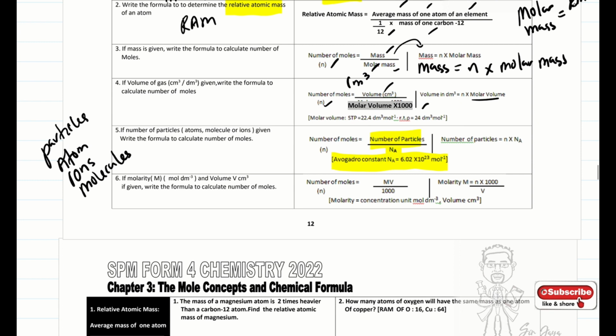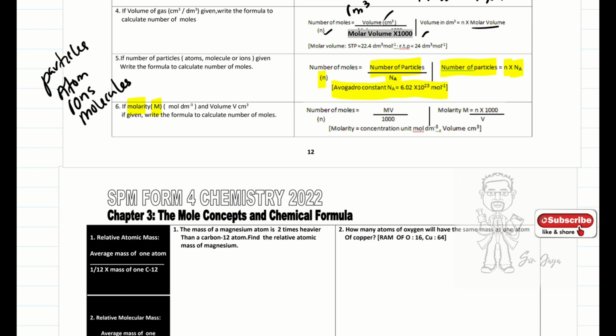All right, so when we want to find the number of atoms, ions, or molecules, we take the number of moles and multiply by the Avogadro constant. And please remember one more formula. Molarity, capital M, stands for the concentration of the liquid. The unit for molarity is mol dm^-3, and volume is given in cm^3. To find the number of moles, n equals molarity times volume divided by 1000, so the formula is MV over 1000. To find the molarity, we take n times 1000 divided by volume. So these are the formulas that students must remember.